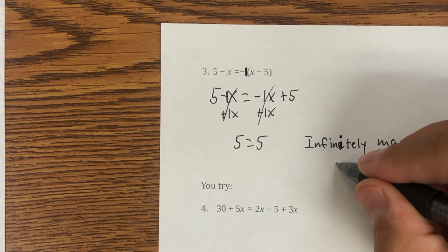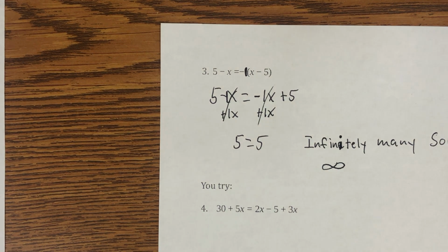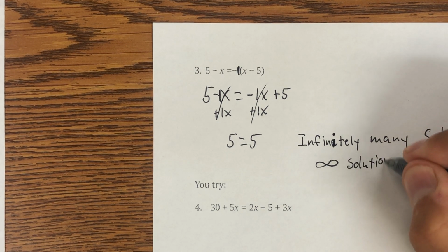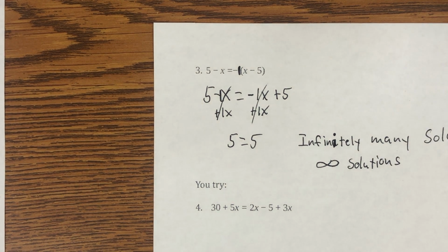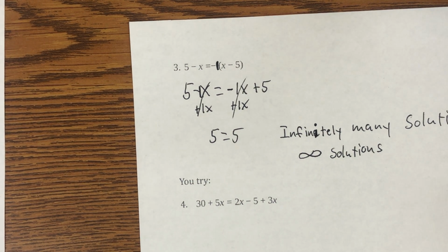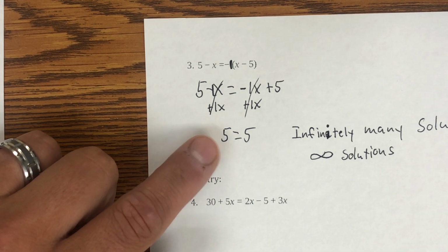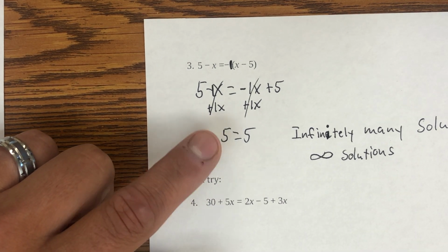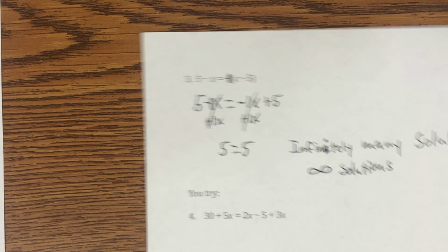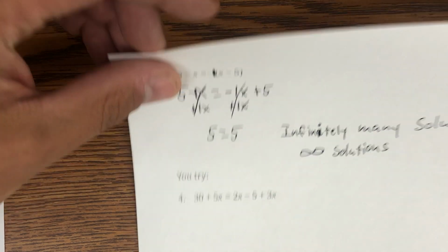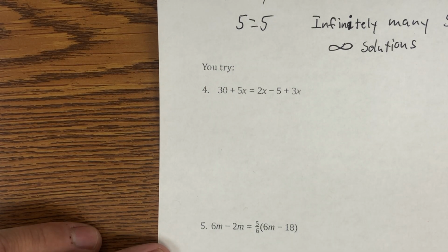And the symbol for infinity is like a sideways 8, and I could say there's infinite solutions. Another possibility could be all real numbers, or it could also be called an identity. Okay? So if the variables cancel and you get 5 equals 5, 6 equals 6, something that's always true, there's infinitely many solutions. Go ahead and hit pause and take a shot at the Try's. There are 2 of them.